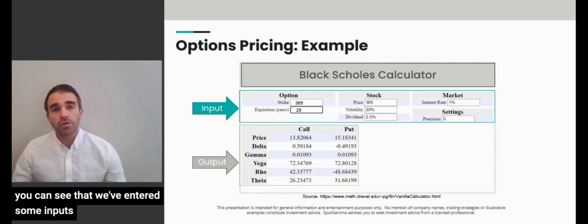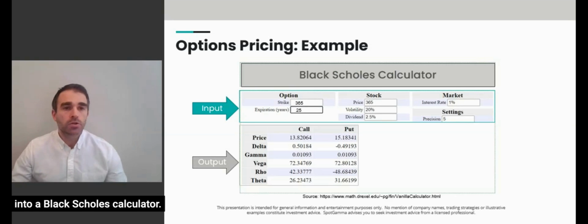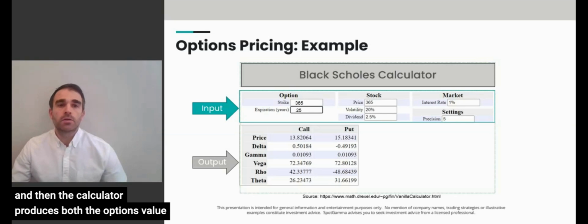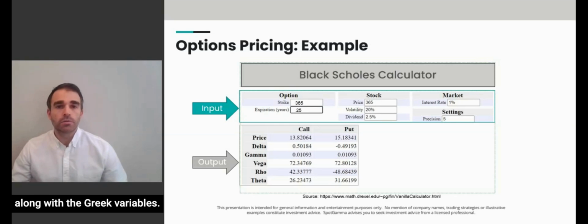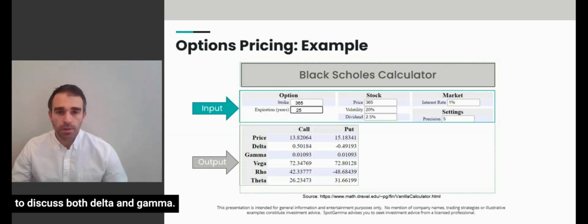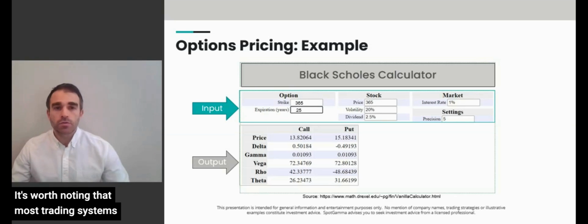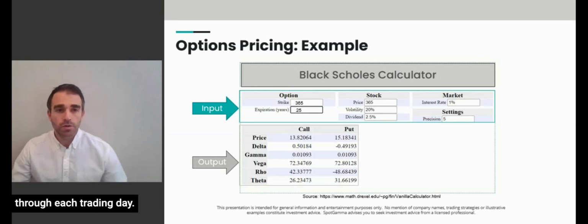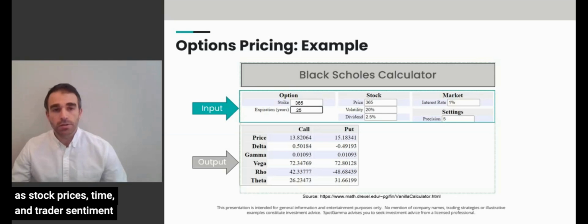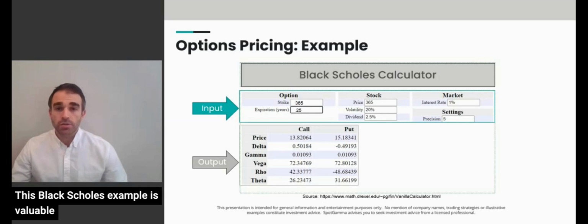Here on slide 5, you can see that we've entered some inputs into a Black-Scholes calculator. In the top section, we can enter some key inputs, and then the calculator produces both the options value along with the Greek variables. We're going to use this sample output to discuss both delta and gamma. It's worth noting that most trading systems run these calculations in real time through each trading day. Options pricing is a dynamic endeavor as stock prices, time, and trader sentiment are constantly changing. This Black-Scholes example is valuable because it shows us a snapshot in time which we can further examine. With that, let's examine our first Greek, which is called delta.